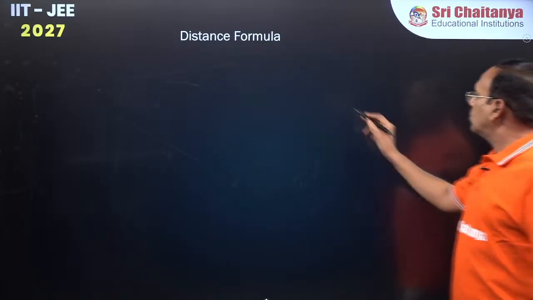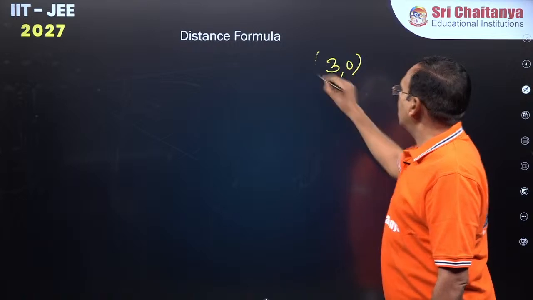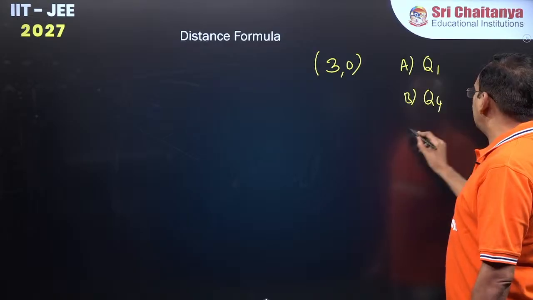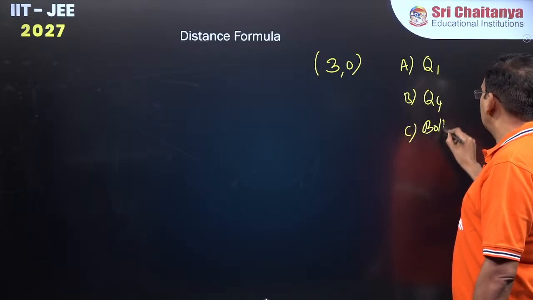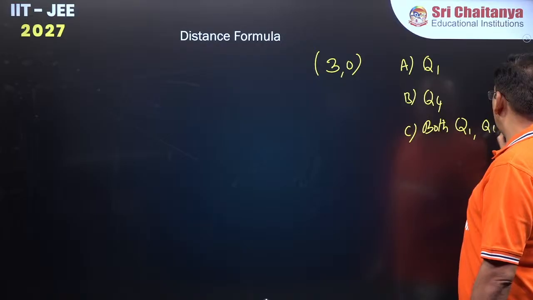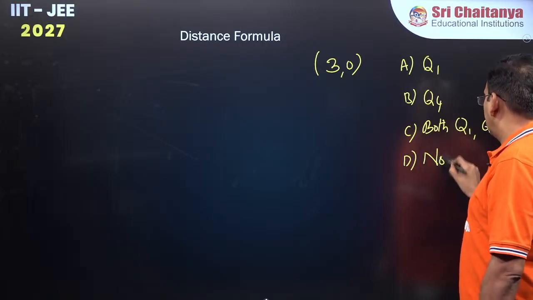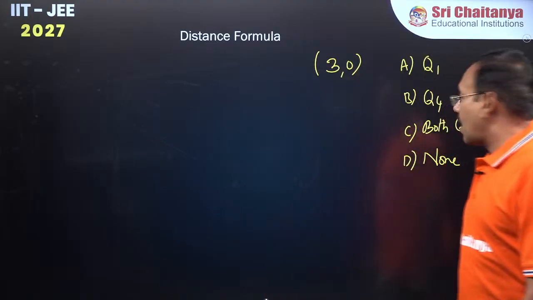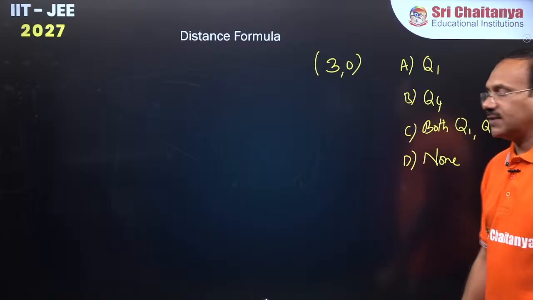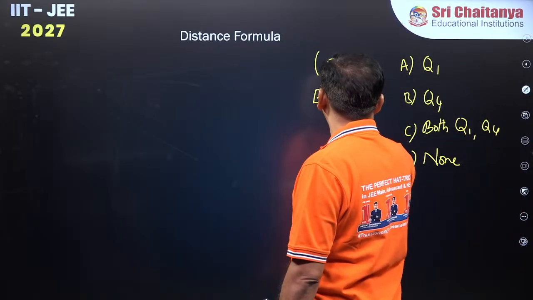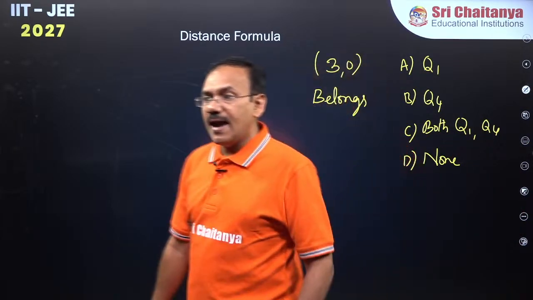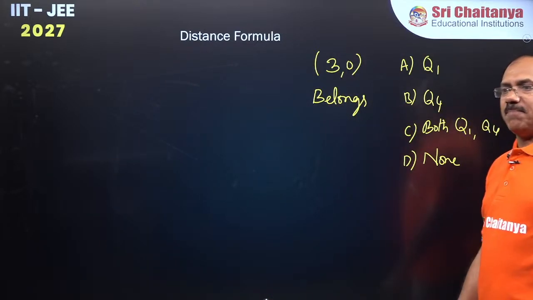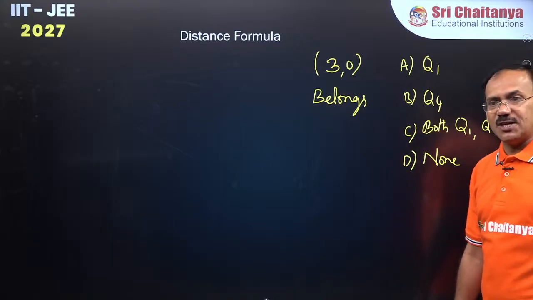You see this. The point (3, 0) belongs to which quadrant? Option A, first quadrant; option B, fourth quadrant; option C, both Q1 and Q4; option D, none. What is the right answer? Quick, try to answer. What is your answer? Let me see. Okay, perfect. Super answer. Very good. I appreciate it, dear students.